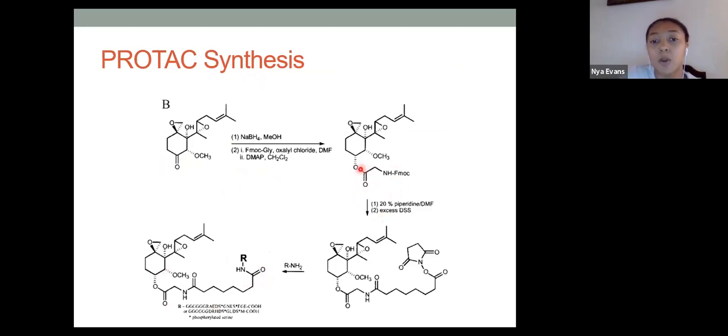And I think it was purposeful that the linker is kind of facing away from the structure itself and outwards, so that it's easier for the linker to attach to the E3 ligase.